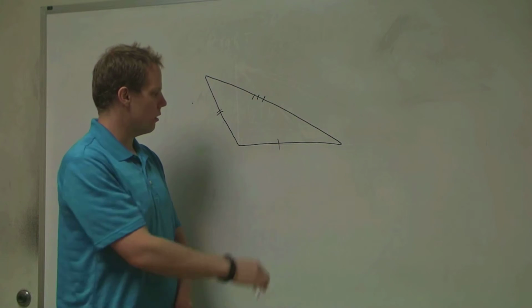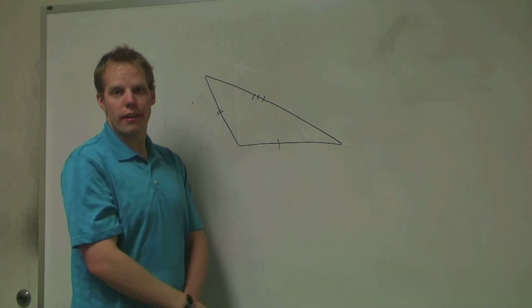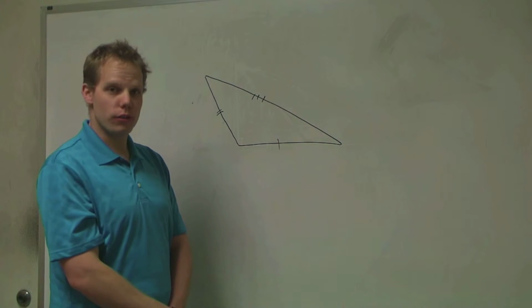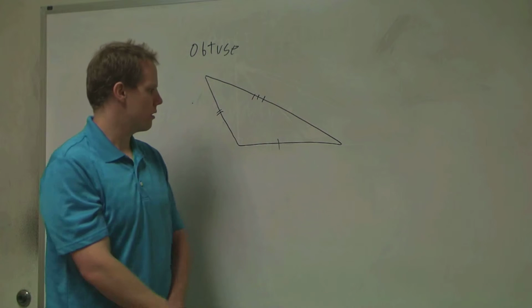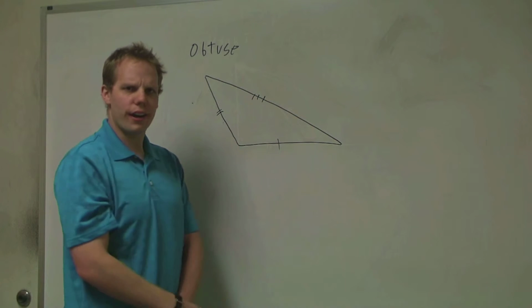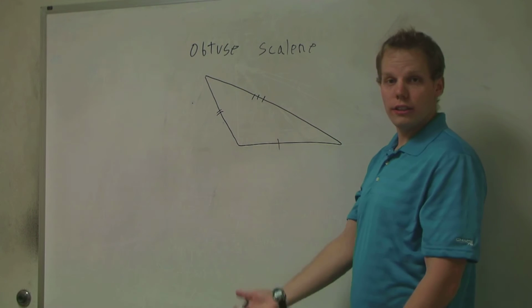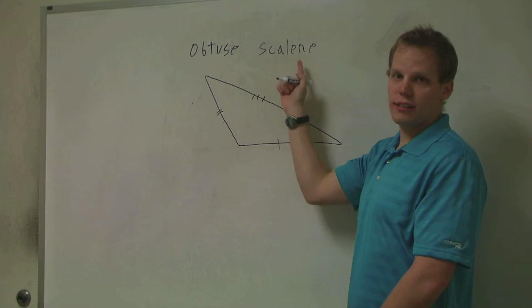Here, we have a triangle that has an angle more than 90 degrees. So that automatically makes it obtuse. Now let's look at the sides. All of the sides are not the same, so that automatically makes it a scalene. So this triangle is an obtuse scalene triangle. Try playing with it on your own and see what kind of triangles you can form.